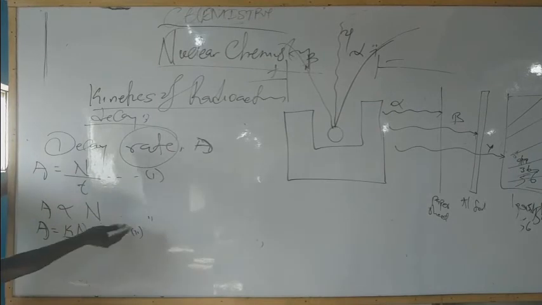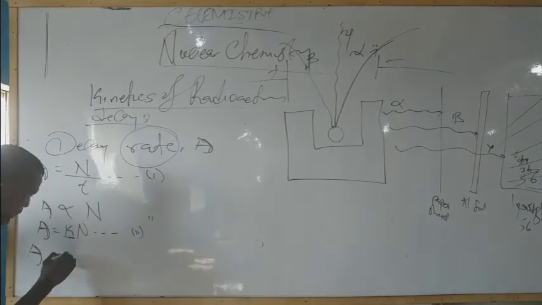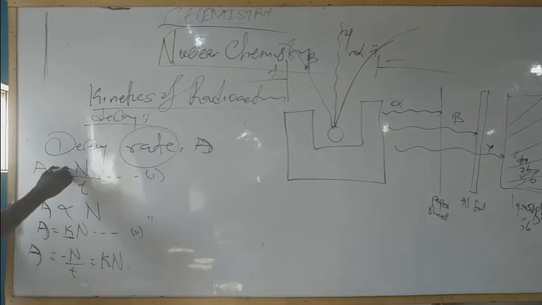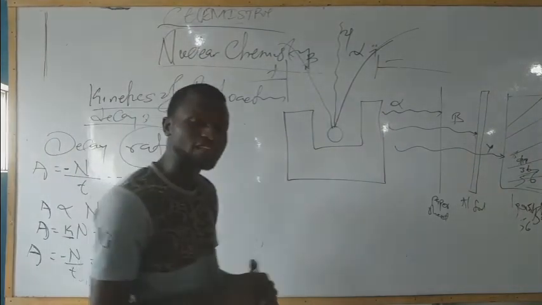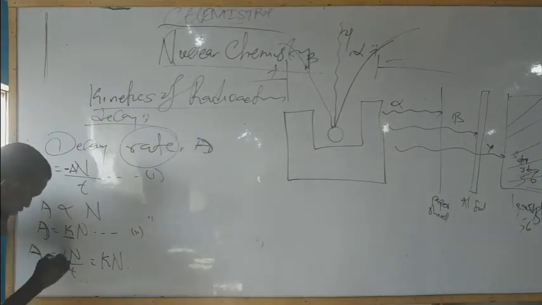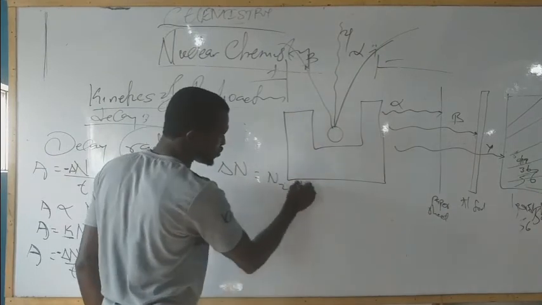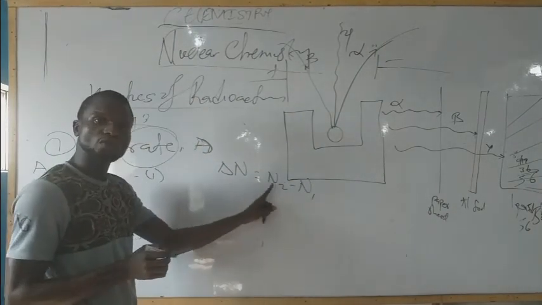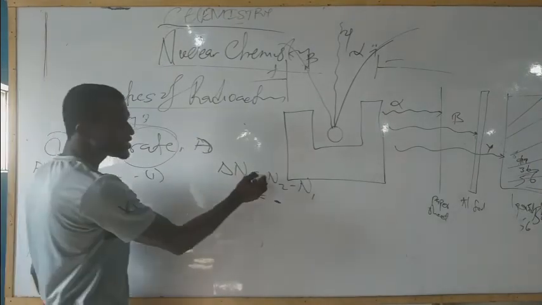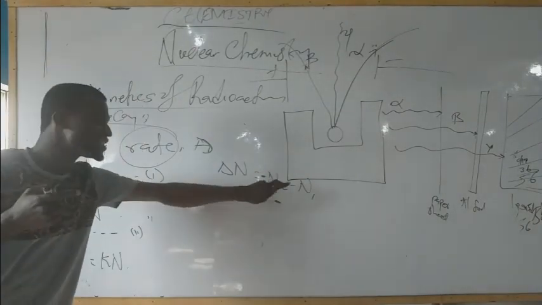Now, combining equations 1 and 2, we have that decay rate is equal to minus ΔN over Δt equal to KN. The reason we introduce the minus sign here is because the number of radioactive nuclei is decreasing, and the change in the number of nuclei here is ΔN. Since the number of nuclei is decreasing, ΔN, that is N2 minus N1, where N1 is larger than N2, will give you a negative value. In science, we do not acquiesce in negativity. Therefore, to eliminate the chances of having a negative value, we introduce a negative sign to help neutralize the negative value here.